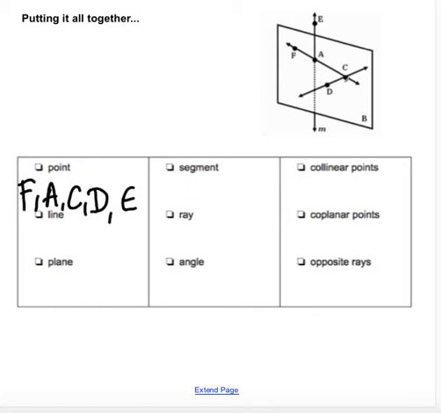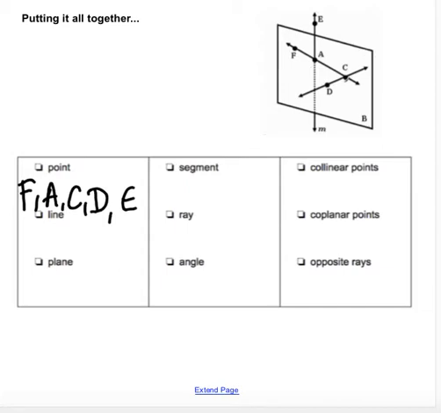The lines. You'll notice, backing up, point E is not in our plane. It's kind of like if it was hovering above your piece of paper or your desk or something. That's where E is. So lines. We have 3 different lines.